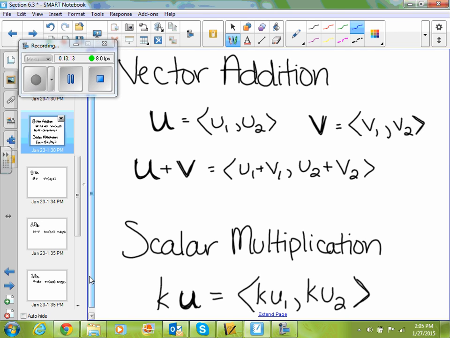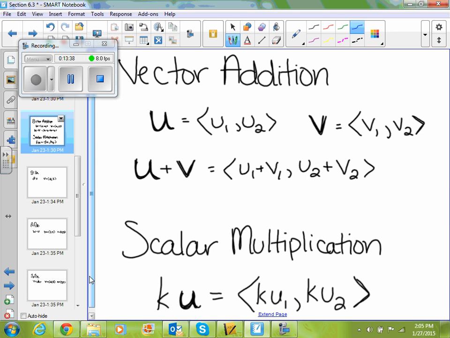Okay, so to add vectors, you have to have your vectors already in component form. So if we have vector u, then that would be u1, u2. If we have vector v, it's v1, v2. And then you just add your corresponding parts. So u1 plus v1 and u2 plus v2. Okay, so adding is pretty straightforward. You just add your parts that go together.